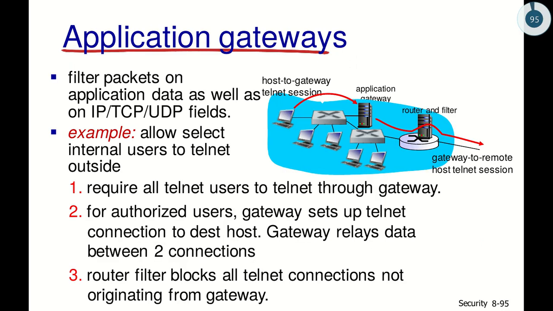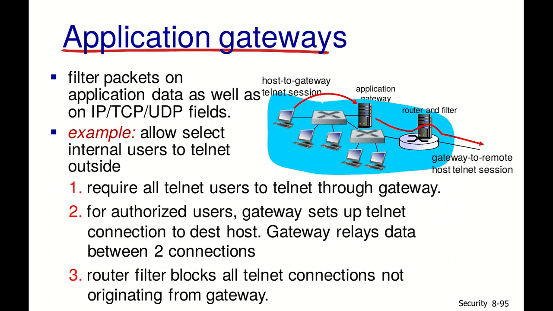Alright, now we're going to the third type of firewall, the application gateway. This is quite similar to something we may be familiar with, the term proxy. Let's take a look directly at an example. Let's say we are using an application gateway for the telnet service.